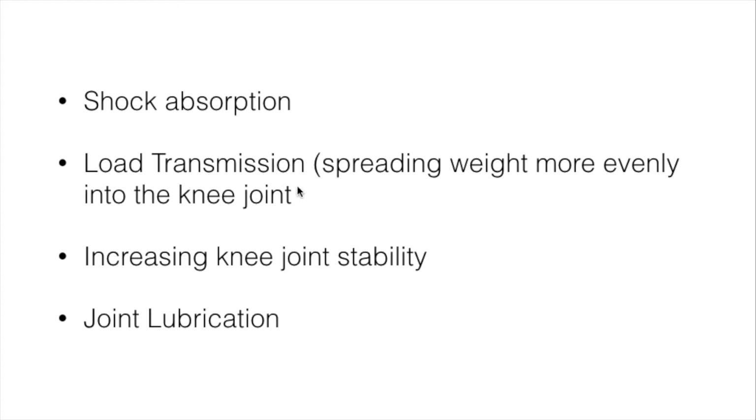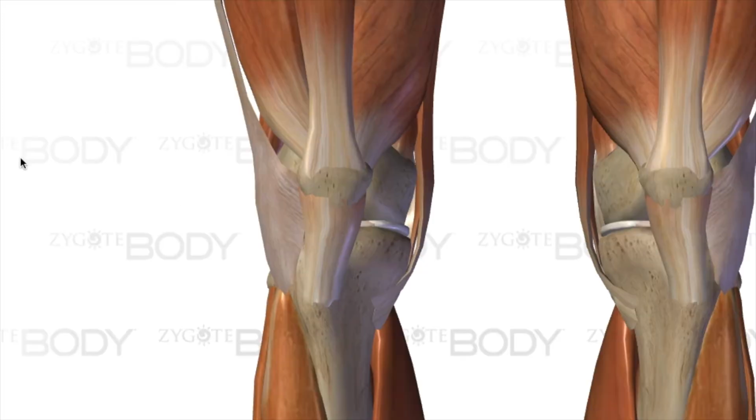Load transmission: it's supposed to spread the weight more evenly, and you realize that for a lot of meniscus tear, most times it doesn't happen this way, and there's a reason for this as well, and it has to do with the previous point, which is the shock absorber. All right, so anatomy again. The muscles around the knee are actually supposed to act as a shock absorber.